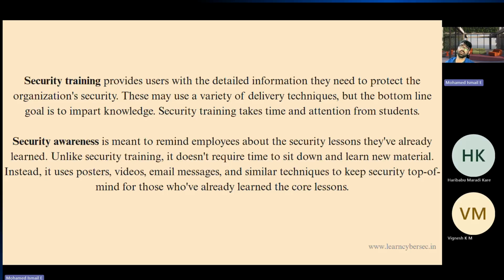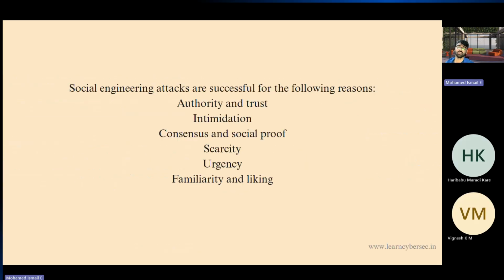For example, sending phishing email simulations to the employees. The employees are already trained, but whether they have awareness or are still clicking the simulation link is a kind of test, and that is part of security awareness, right? So it doesn't require time to sit down and learn new material. Instead, it uses posters, videos, email messages, and similar techniques to keep security top of mind for those who already learned the core lessons.